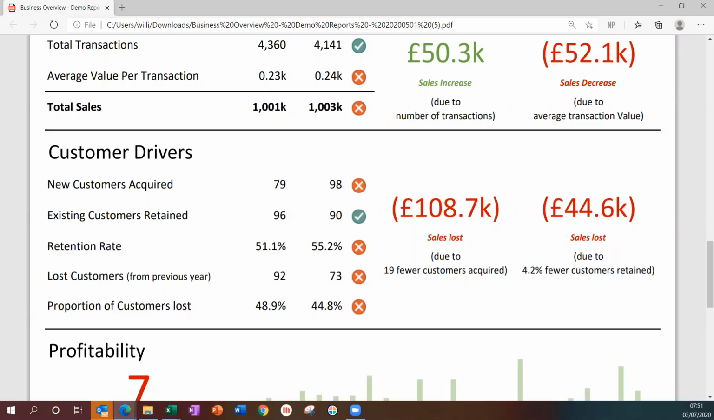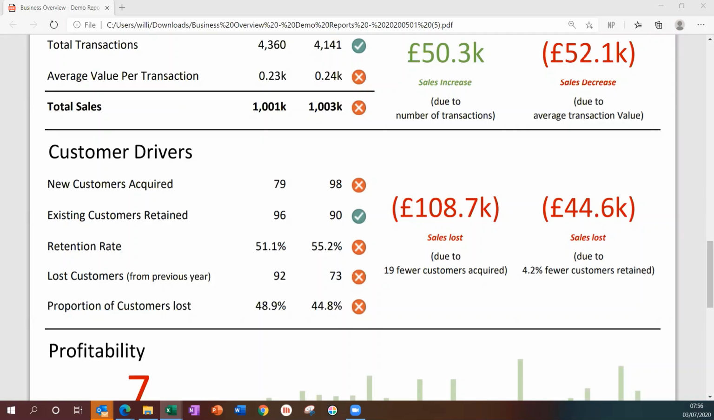An existing customer is defined as a customer that had a transaction in the most recent 12 months and also had a transaction in the previous 12 months. A lost customer is defined as a customer that had a transaction in the previous 12 months but did not have a transaction in the most recent 12 months. A green tick represents the fact that this particular sales driver has improved compared to the previous year, and a red cross indicates that this sales driver has declined year on year.